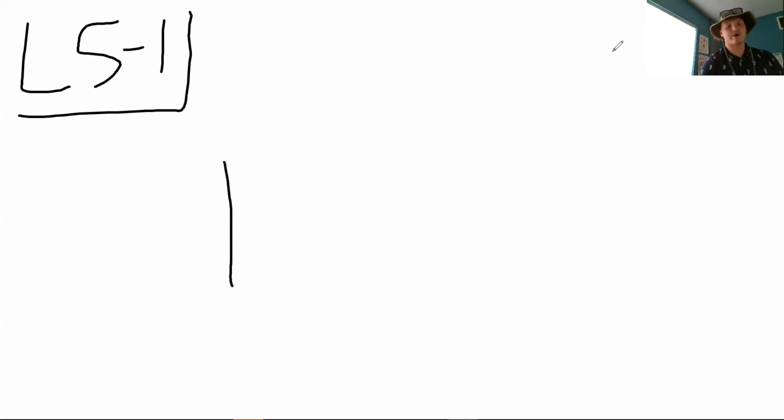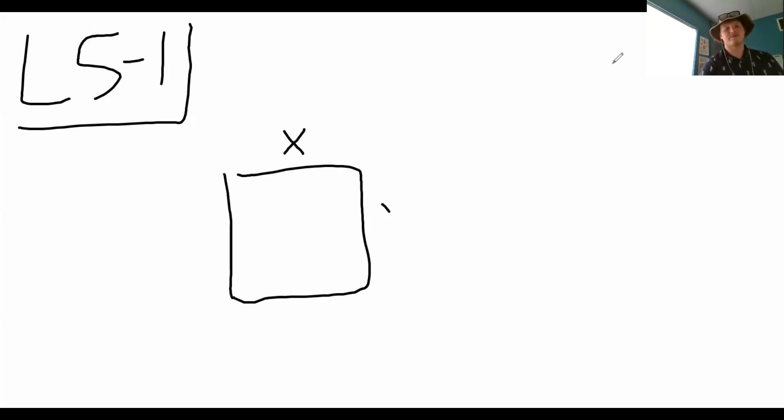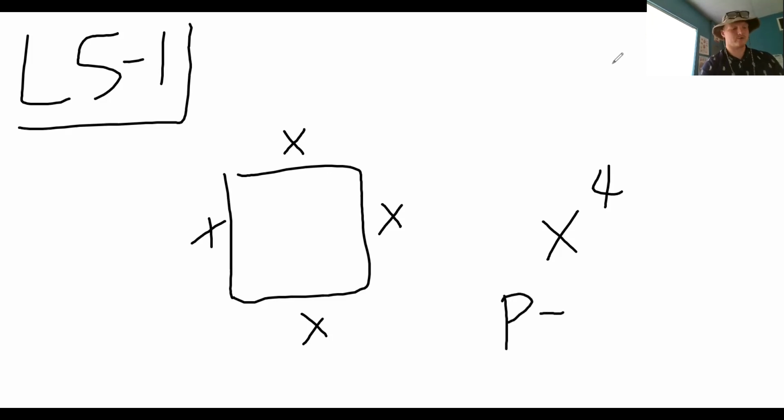So if we had a square, it would be the total of all the sides. So it'd be x plus x plus x plus x, or x times 4. Or as they also have it, perimeter equals 4 times x. So that's another way you could do it.